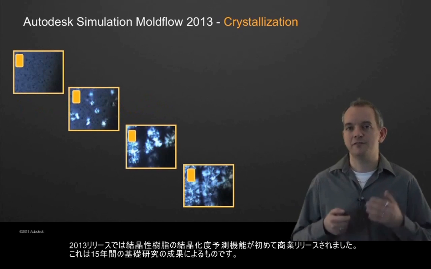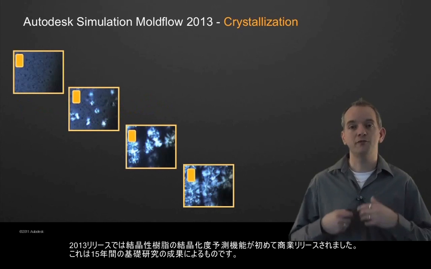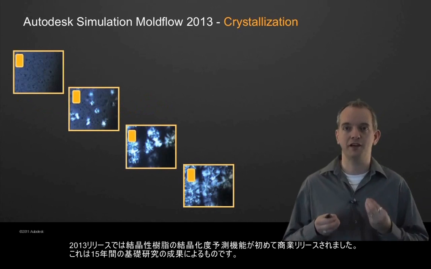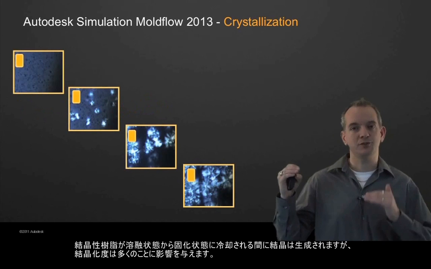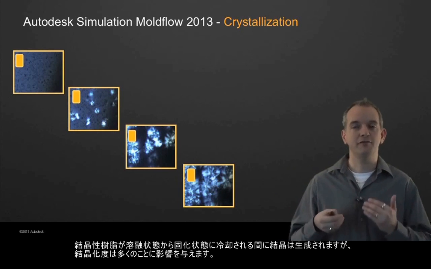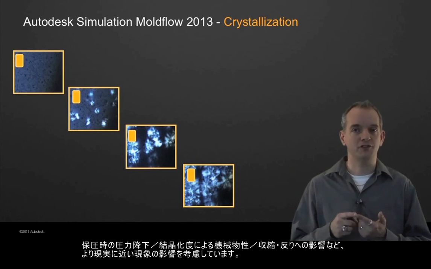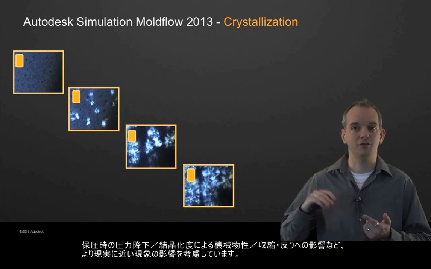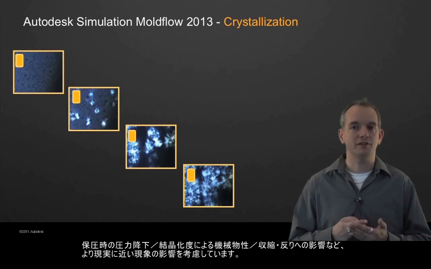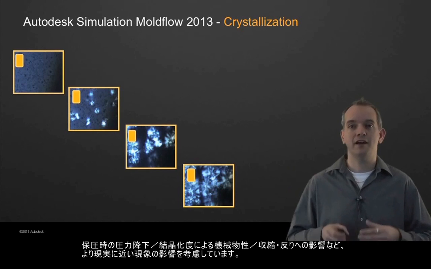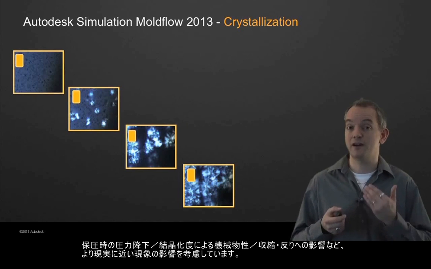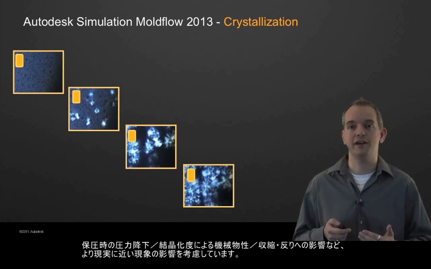The 2013 release is the first time we introduced commercially our crystallization code. We've been working on this for the last 15 years, and it's a fundamental understanding of how semicrystalline materials behave. When they transition from a liquid to a solid state, their behavior is dependent on how fast you cool it down. This influences a lot of things, like how the pressure drop-off happens during the packing phase, and how they exhibit warpage. The directionality of the crystal structures that we calculate is now also taken into account in warpage. This is a very fundamental understanding of how these materials actually behave in reality.